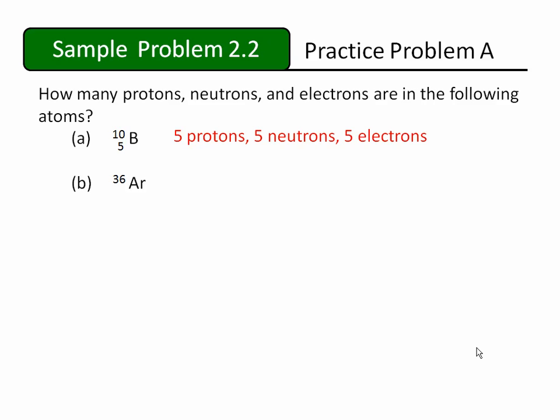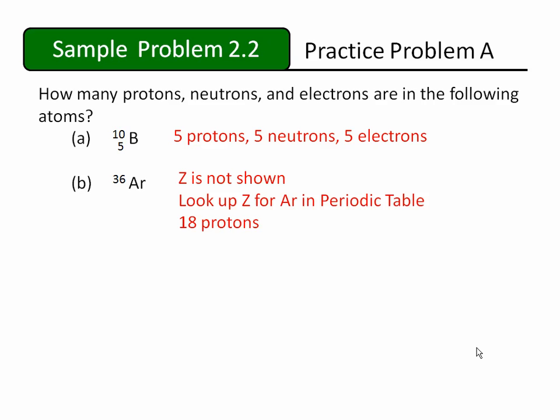Moving on to part B, we see another nuclide representation, only this time we're not given the atomic number. We don't really need the atomic number because we are given the letter abbreviation, so we'll look up the atomic number for Ar in the periodic table, and we'll find that this particular atom of argon, as all atoms of argon, will have 18 protons.